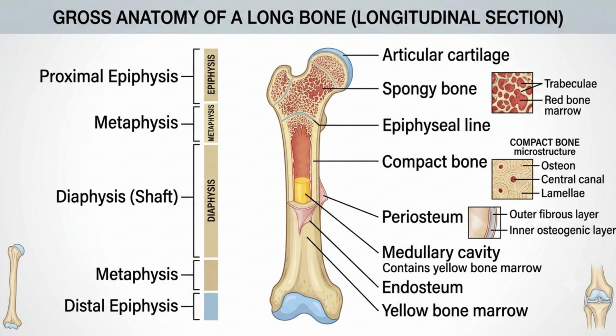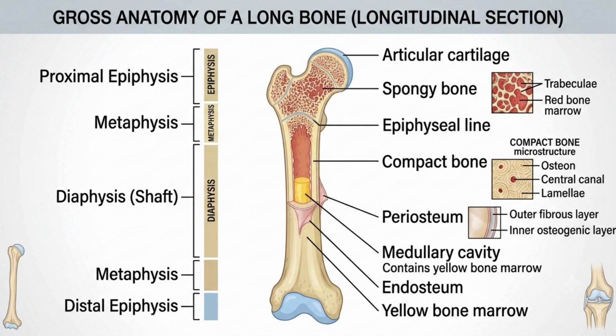Now let's look at the structure of a typical long bone. A long bone has three major regions. The diaphysis is the shaft, or central portion, of the bone. The expanded ends are called epiphyses. The region between the diaphysis and epiphysis is called the metaphysis.